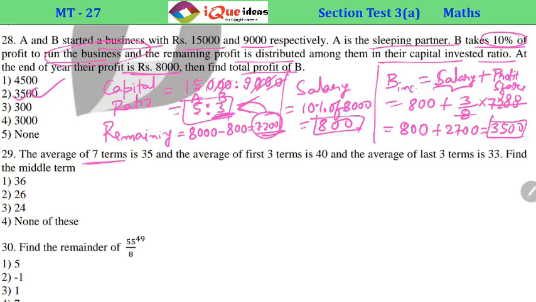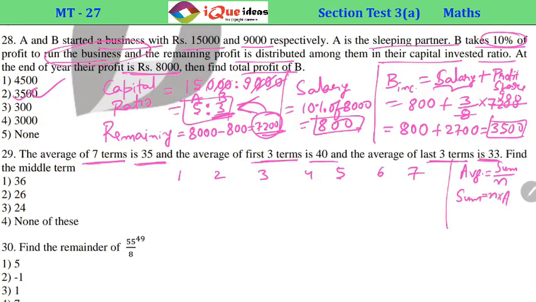The average of 7 terms is 35, and the average of the first 3 terms is 40, and the average of the last 3 terms is 33. Let me put it this way: 1, 2, 3, 4, 5, 6, 7. These are the 7 terms. We also know that the average is calculated as sum divided by number. That means the sum is calculated as number into the average, right?